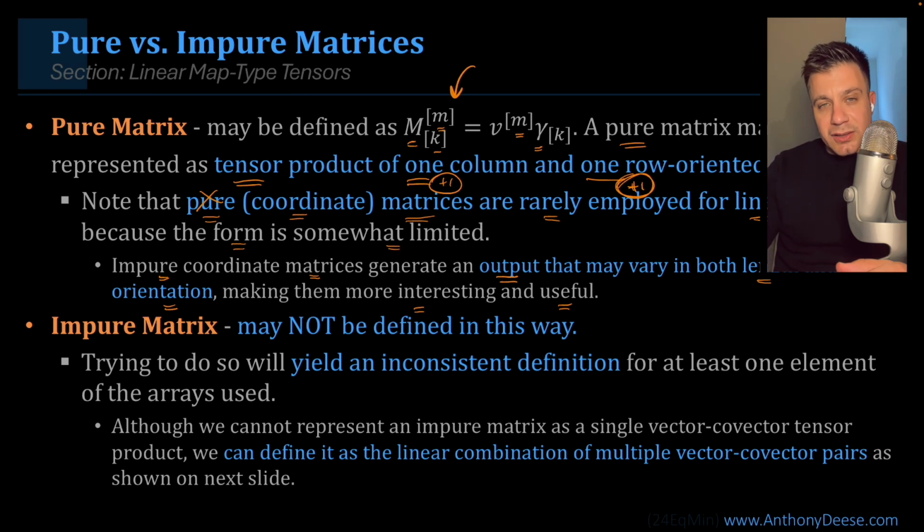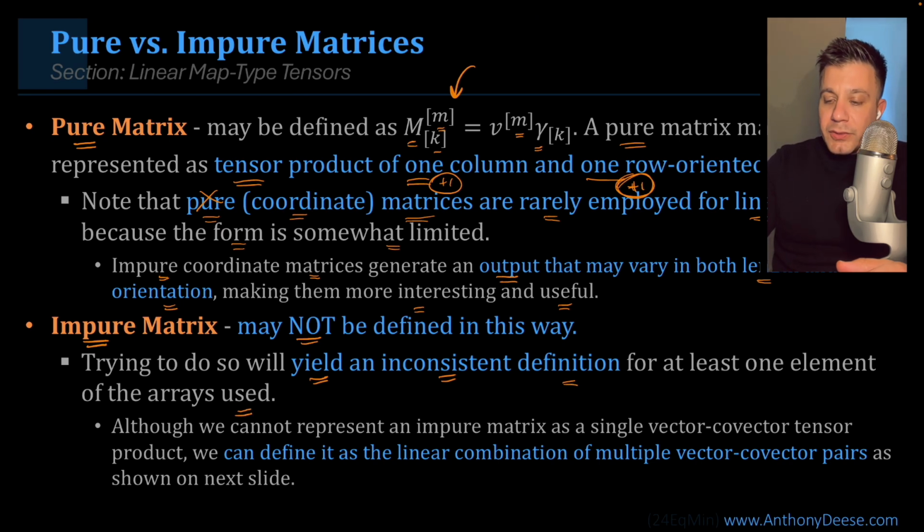So it allows us to scale it, but it doesn't allow us to perform more advanced manipulations. The impure matrix, unlike the pure matrix, cannot be defined in this way. We cannot use a single row-oriented and single column-oriented array. Trying to do so will yield an inconsistent solution definition for at least one element of the arrays used.